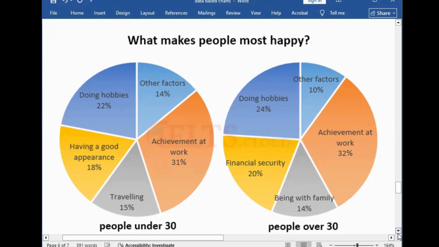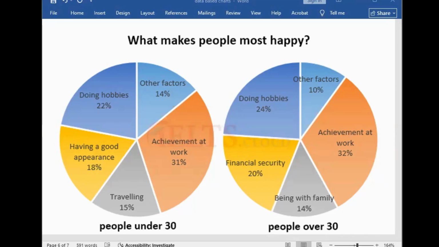Which factor was the most common contributor to what? Happiness. Aha, I like that. The factor that was the most common contributor to happiness. What is that? Thank you. Achievement at work. That's it. 31%. You can see that it's bigger than all the others. And then you can see that it's also the same thing for people over 30. So I'll just use that as my overview.